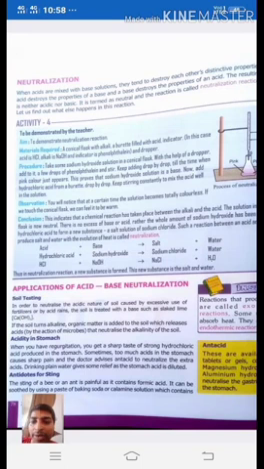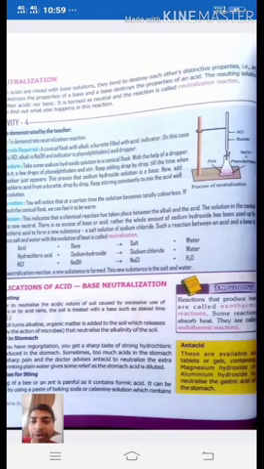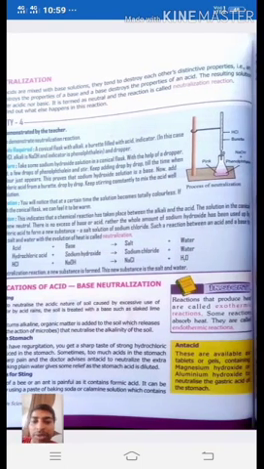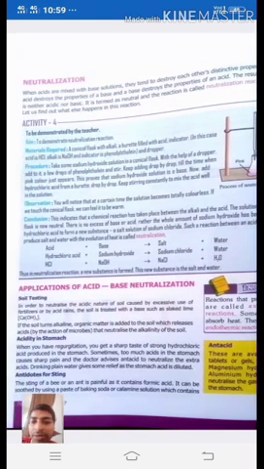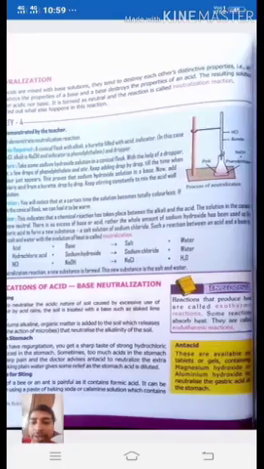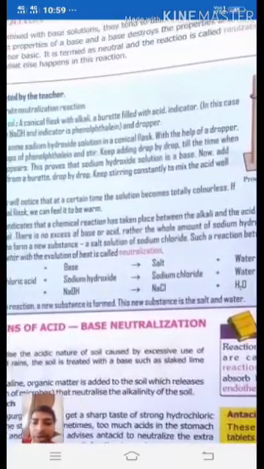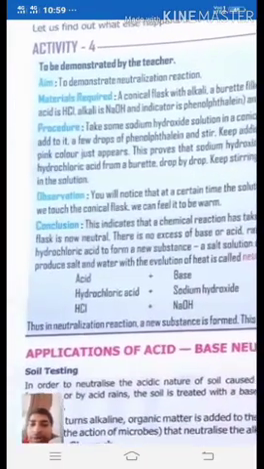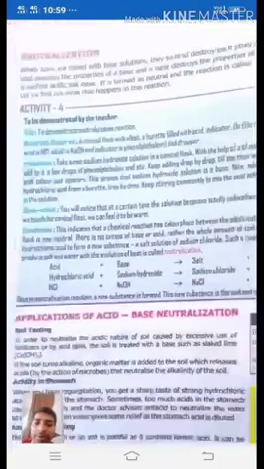Now add hydrochloric acid from a burette drop by drop. Keep stirring constantly to mix the acid well in the solution. You will observe that at a certain point the solution becomes totally colorless. If we touch the conical flask, we can feel it is warm.